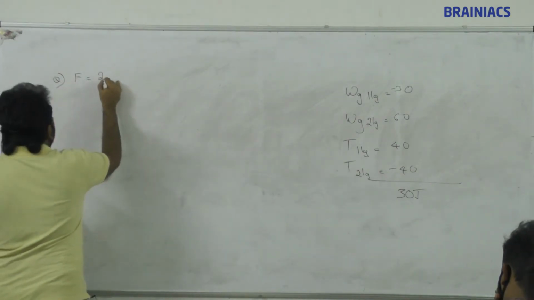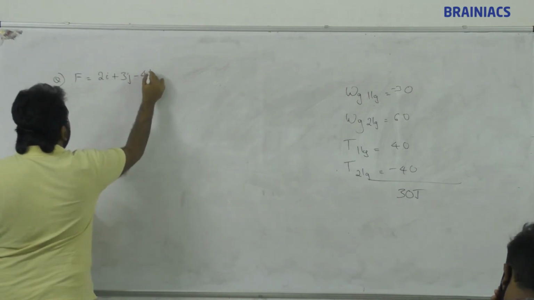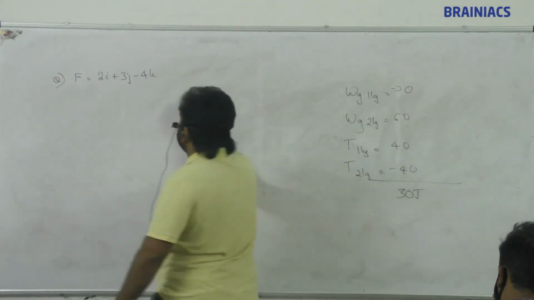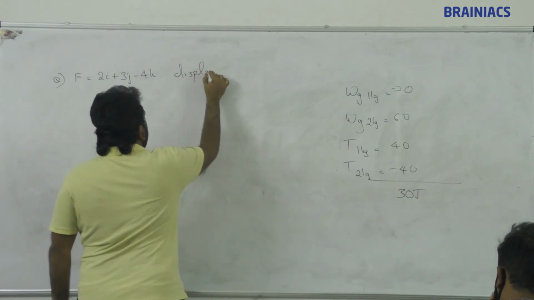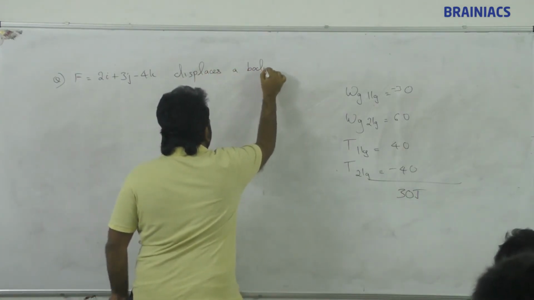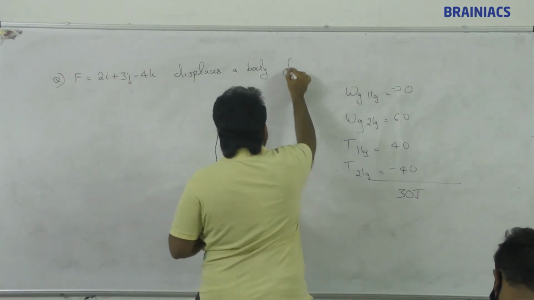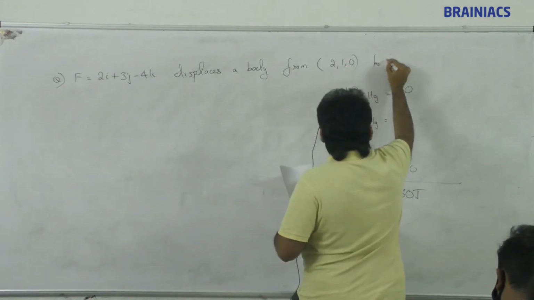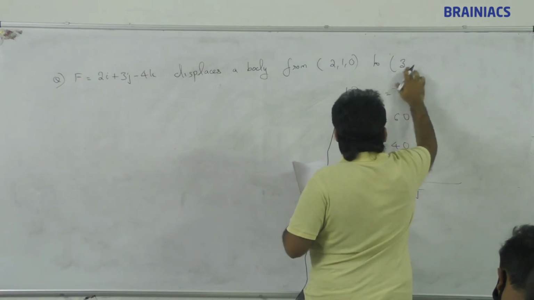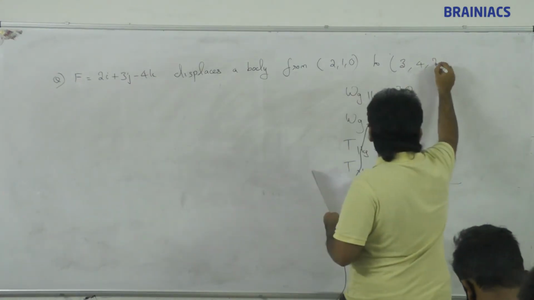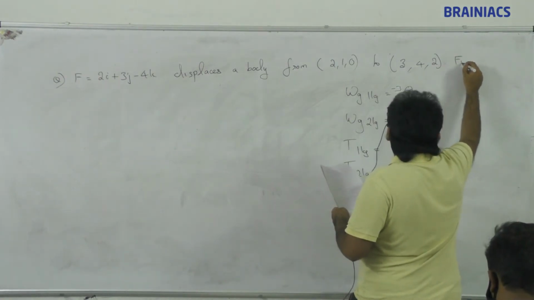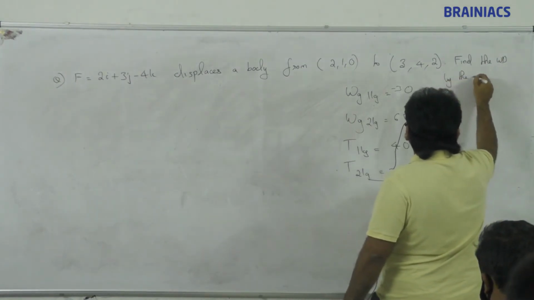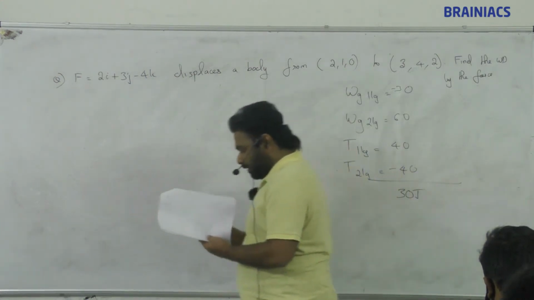Here, summer basics done. The force is 2i plus 3j minus 4k. This force displaces a body from position (2, 1, 0) to (3, 4, 2). Find the work done by the force.